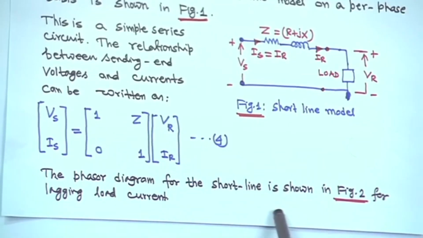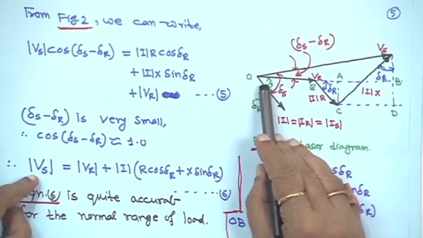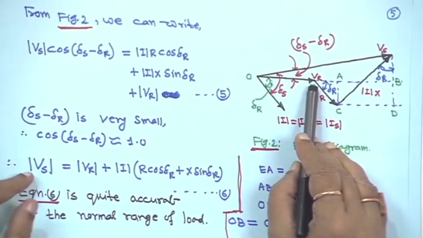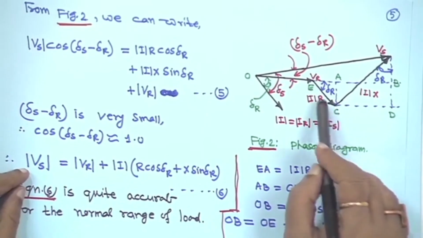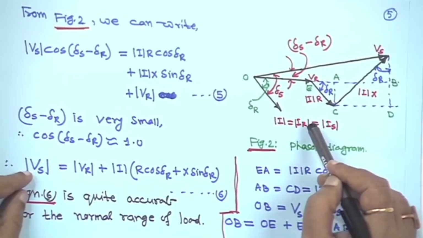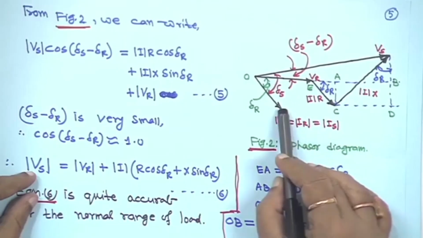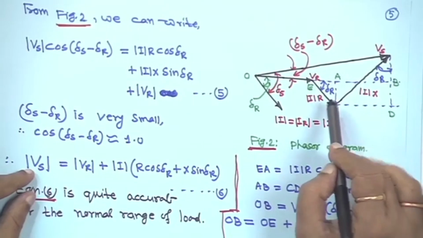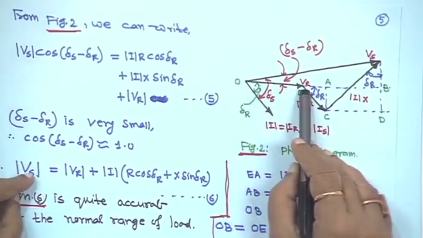The phasor diagram for the short line I will show you in this figure. We have also seen this one. Here Vr is taken as the reference. Instead of taking Vr as a reference, your exercise is to take I as the reference and draw this whole phasor diagram. Now, we come to this, with Vr as the reference.